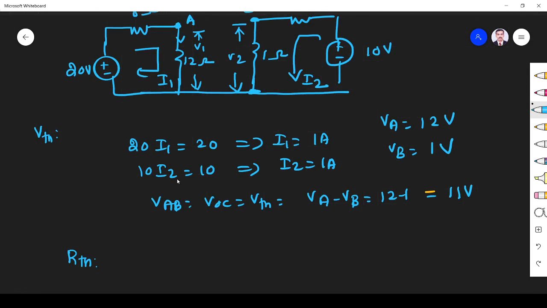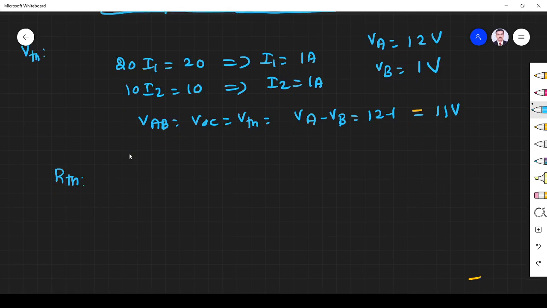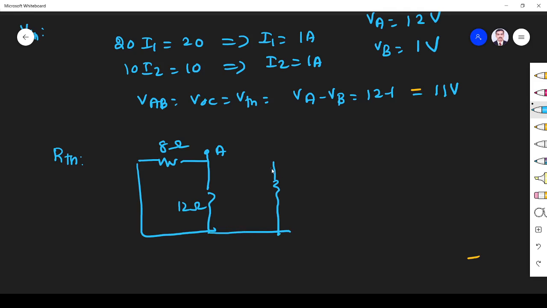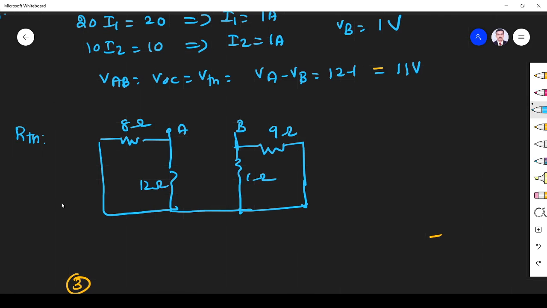So I redraw the circuit for R Thevenin. So it will become like this, right? So it is 12, 8, fine. Sorry, here it will be 8 ohm, here it will be 12 ohm, here it will be A, and here I replace it like this. So it will be 1 ohm, this will be 9 ohm. So this is B, right? So I replaced the voltage source, or we short it, and make the current source open circuit.